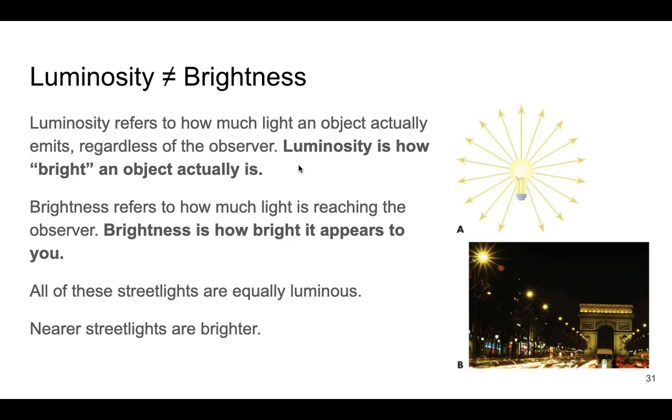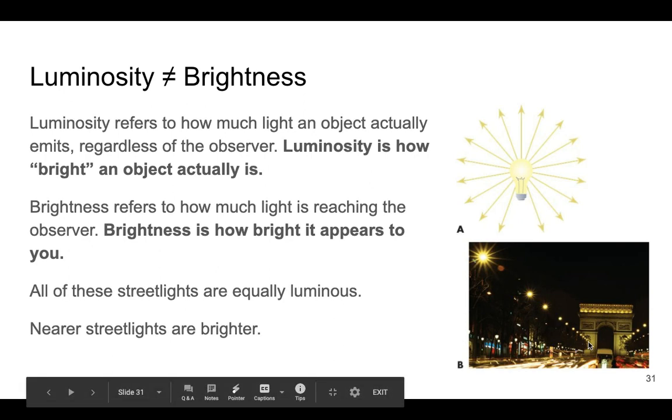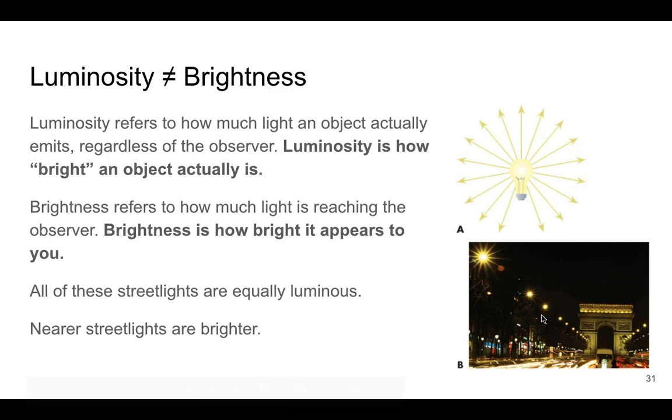Brightness refers to how bright it seems to be. It's often called apparent brightness. This very much depends on where the observer is. So if you have a star, the star is as luminous as the star is. If you get close to the star, it becomes brighter. It doesn't get more luminous. It's still putting out as much light as it always did, but it appears brighter if you're closer to it. So again, in this picture, all of these streetlights, if they're all identical bulbs, they're all equally luminous. They're all putting out the same amount of light. However, the ones that you're closest to, you would say are brighter. So that's the difference between luminosity and brightness.